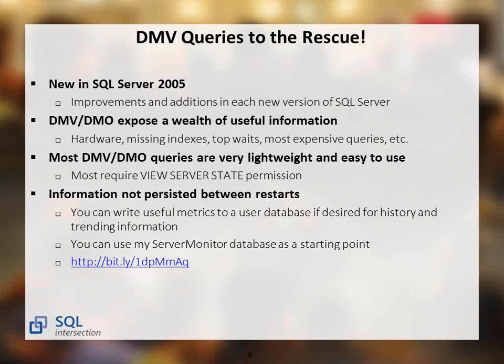One other thing to keep in mind is that the information that's collected by these DMVs is not persisted between restarts of the SQL Server service or of the entire box. So if you need to keep these for trending or historical purposes, you might want to write them out to a user database. And I wrote a blog post about a year and a half ago where I introduced this thing called the Server Monitor database that creates a little database, and then it creates an agent job that collects a few of these every minute by default. You're welcome to download that and play around with it and extend it if you want to.